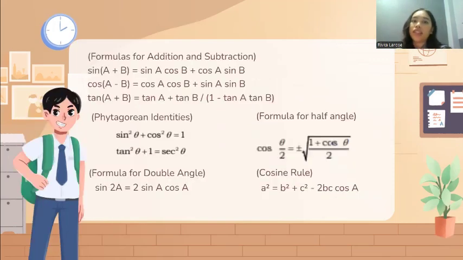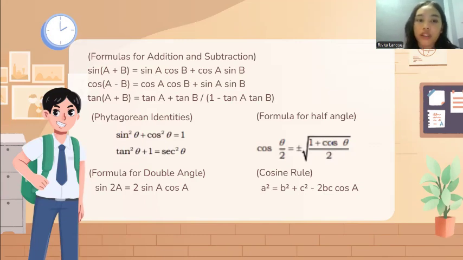Next, we have formulas for addition and subtraction. Sine of A plus B is equal to sine A times cosine B plus cosine A times sine B. Next, cosine of A minus B is equal to cosine A times cosine B plus sine A times sine B. Next, tan of A plus B is equal to tan A plus tan B all over 1 minus tan A times tan B.